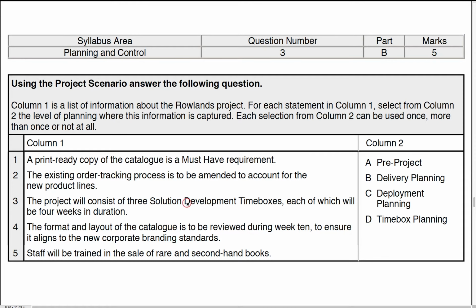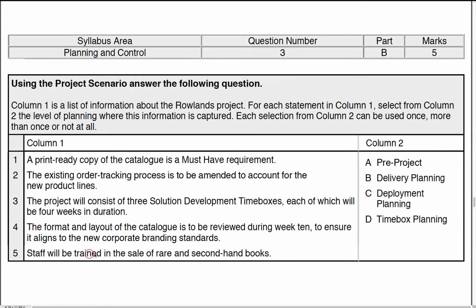The project will consist of 3 solution development time boxes, 4 weeks in duration. Well, at this particular point, when we're plotting and scheduling the time boxes, we're in delivery planning. So again, number 3 is going to be B. Number 4: the format and layout of the catalogue is reviewed during week 10. Now, week 10, we're talking about very specific time frames here, and therefore we're planning this through time boxes. So the answer there is D for time box planning.